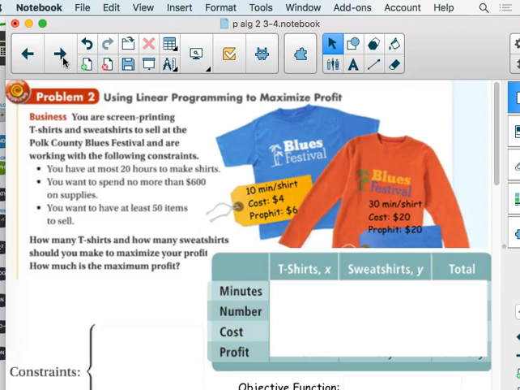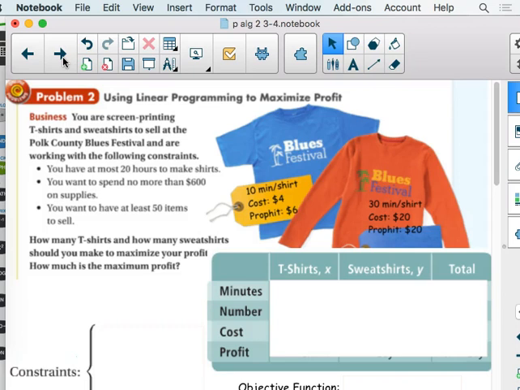Now this one says you're going to do what a lot of places do. You're going to make t-shirts and sweatshirts and you're going to try to raise some money. So you're screen printing these t-shirts and sweatshirts and you're going to sell those at the Polk County Blues Festival. Maybe you're going up to Duluth. There's always a blues festival up there.